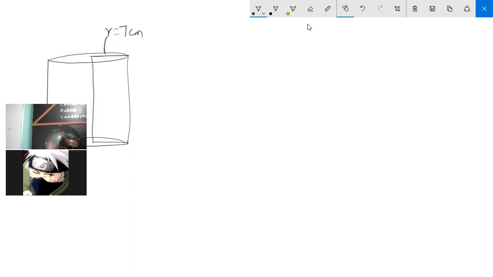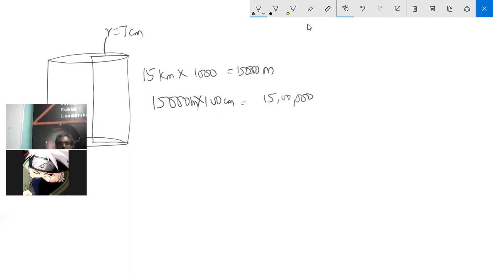Okay. How to calculate? It is going at a rate of 15 km/h. 15 kilometer into 1000, then you will get 15,000 meter. Okay. Now you want centimeter. 15,000 into 100 centimeter is equal to 15 lakh centimeter. This is the height. It is 15 lakh centimeter.